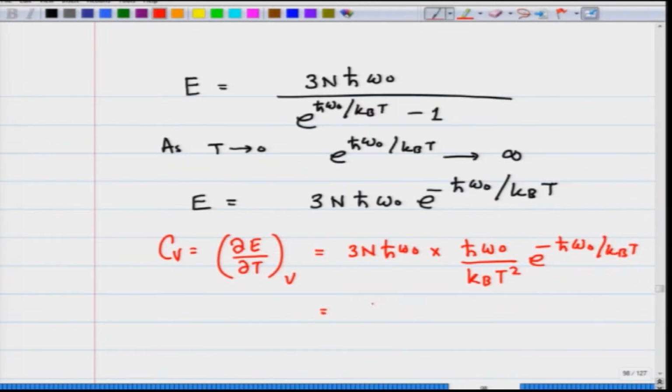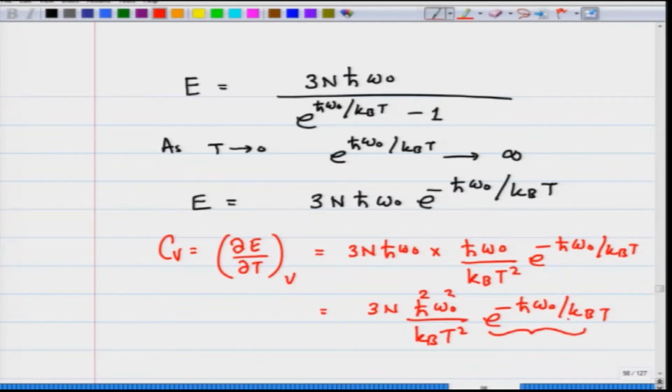e raised to minus ħω₀ over k_B T. So, this is nothing but 3nħω₀ squared over k_B T squared e raised to minus ħω₀ over k_B T. As T tends to 0, this exponential factor goes down to 0 very fast, much faster than any polynomial, and therefore this 1 over T squared in front does not really matter, and the heat capacity C_V will tend to 0 as T tends to 0.